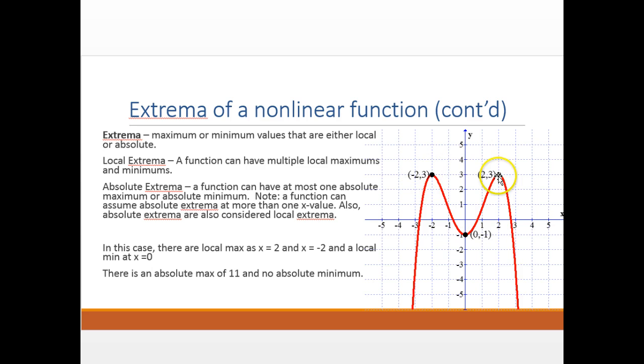In this case, notice we have two maximums. In this case, they're both absolute maximums. Okay, but notice the absolute maximums have different x values, but the same y value. They both go up the same height. In this case, we have a local minimum or a local extremum.